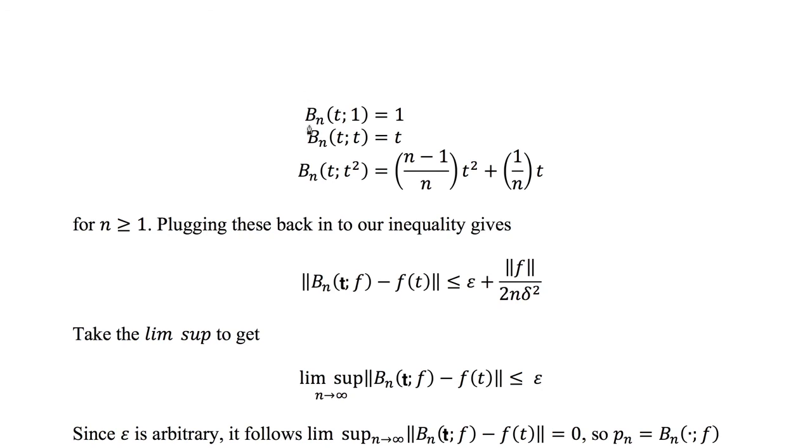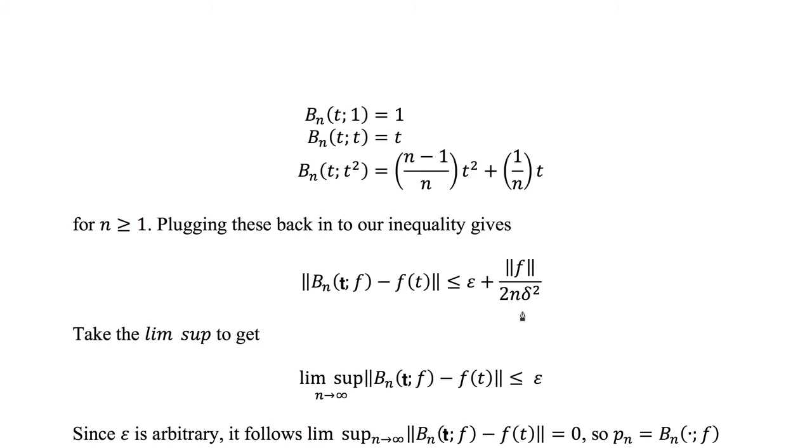Therefore, one can prove that B_n(1) is equal to 1, B_n(t) is equal to t, and B_n(t squared) is equal to (n minus 1) over n times t squared plus 1 over n times t. And plugging all these expressions into the inequality and using the fact that t is smaller than or equal to 1, we will get this inequality. And we know that as n gets greater and greater, our expression here will get smaller and smaller.